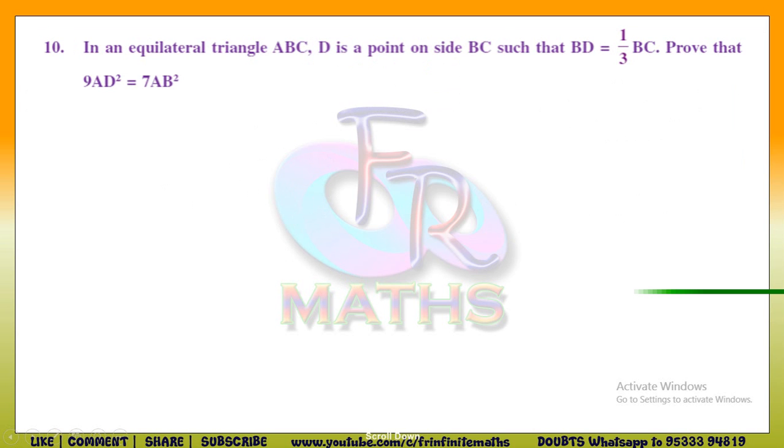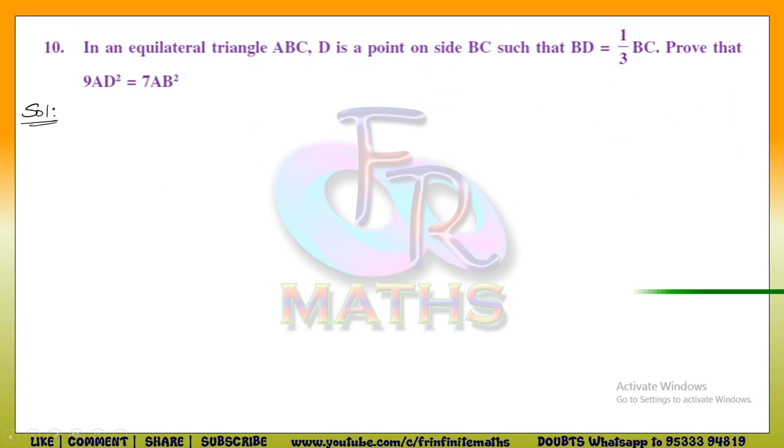Next, moving on to one more question. So in an equilateral triangle ABC, D is a point on side BC such that BD is equal to 1/3 of BC. Prove that 9 times of AD square is equal to 7 times of AB square. Now let us see this problem.